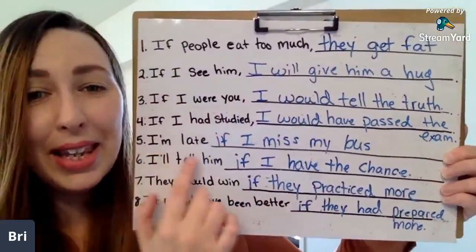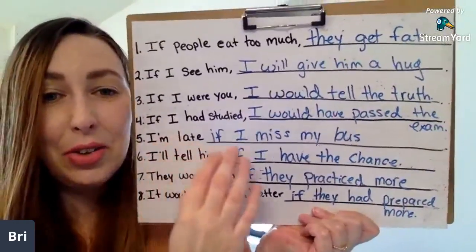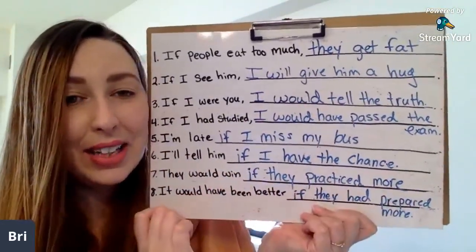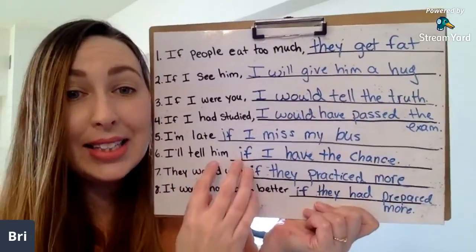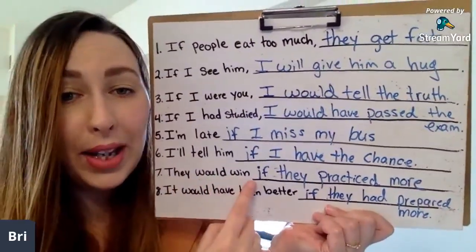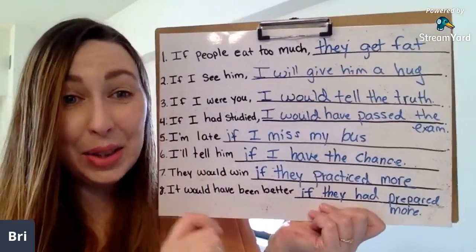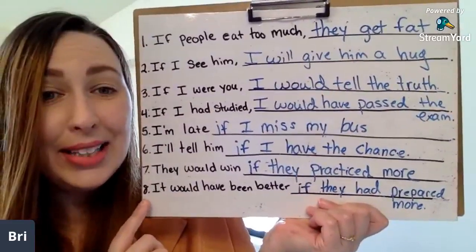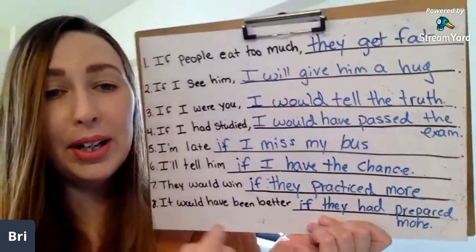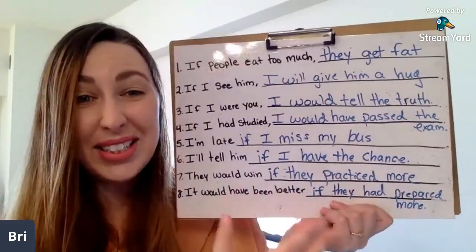Okay, number five, I'm late if I miss my bus. That is a general truth. Number six, I'll tell him if I have the chance. Very good. So something that is likely to happen in the future. Number seven, they would win if they practiced more. But it is unlikely that they will win because they don't practice. And number eight, it would have been better if they had prepared more, but they didn't prepare enough and it wasn't that good.